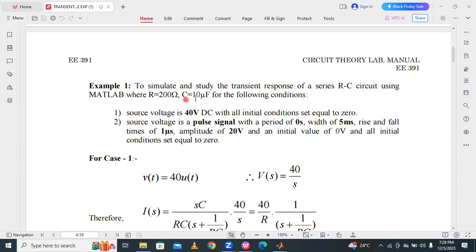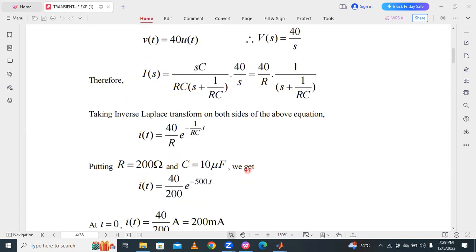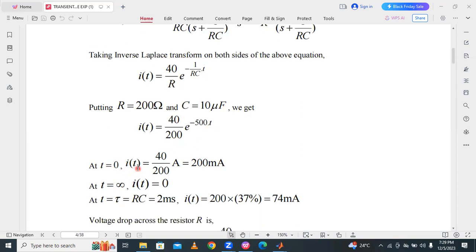Substitute the values R equal to 200 ohms and C equal to 10 microfarads in this equation. We get I of t is equal to 40 divided by 200 into e power minus 500 t. At t equal to 0, I of t is e power 0, which is 1, so 40 by 200 is 200 milliamps, which means 0.2 amps.